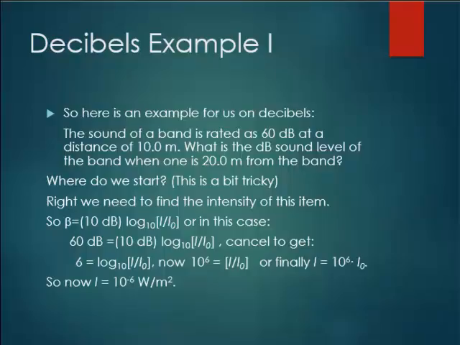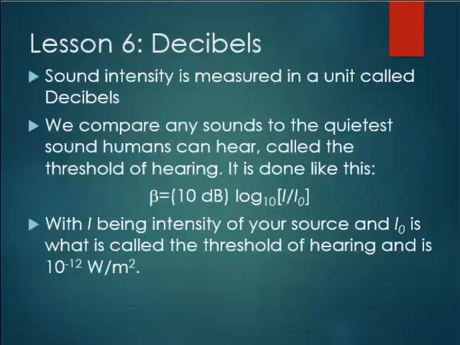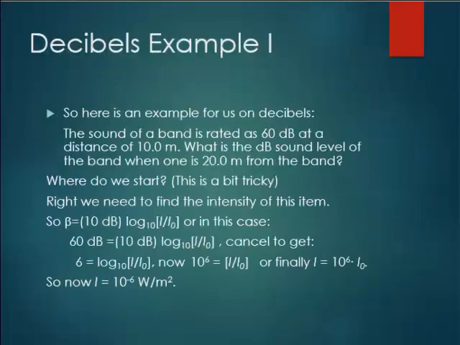Here's a decibels example. Remember we saw on the previous slide that the decibel rating is 10 decibels times log base 10 of I over I0, where I is the intensity of your source and I0 is the threshold of human hearing. So here's an example. The sound of a band is rated as 60 decibels at a distance of 10 meters. What is the decibel sound level of the band when one is 20 meters from the band?